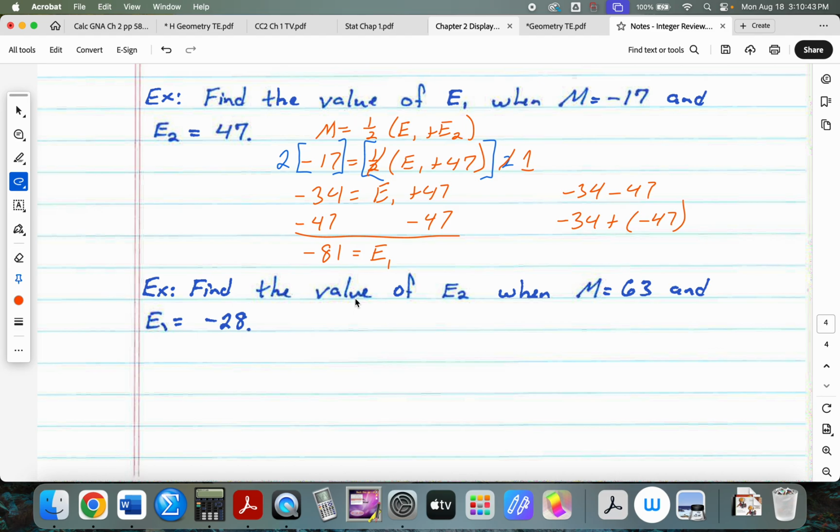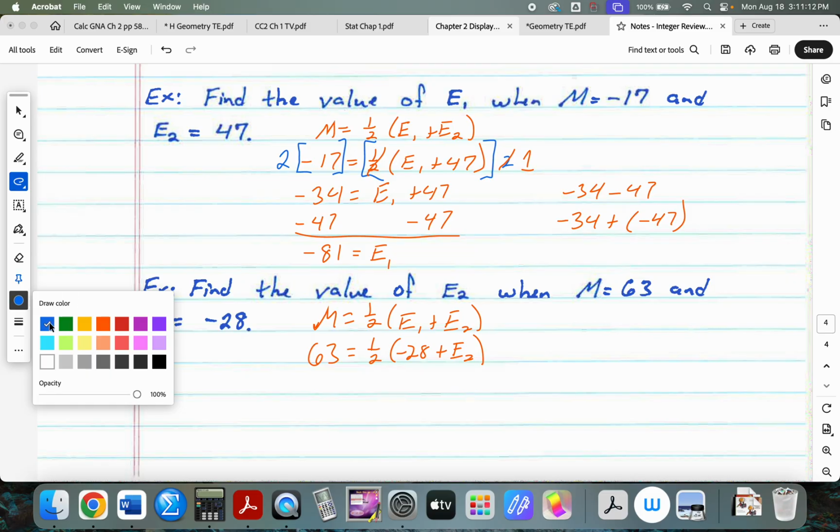Let's do this last example real quick. Again, m is equal to half of E sub 1 plus E sub 2. Substitute in what we know, 63 is half of negative 28 plus E sub 2. If you really want to distribute the half, feel free. It's not wrong. I just think it's easier to do it this way.